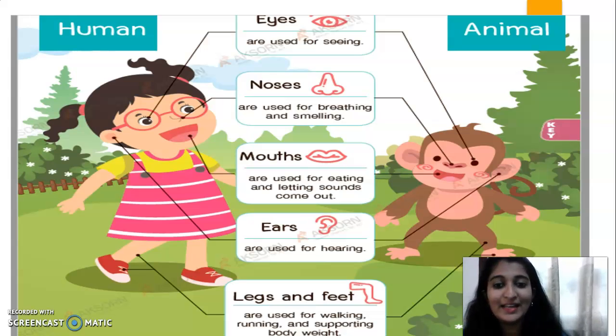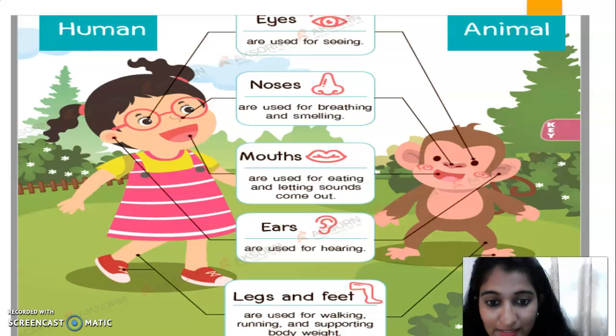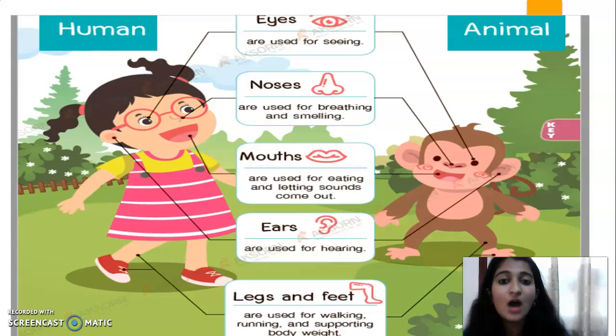Next we have the mouth. Animals also have a mouth. Animals use the mouth for eating. We use the mouth for eating and letting sound come out. Our sound comes out through the mouth. We have a sound box here. If you close the mouth, the sound will not come. That is the mouth.